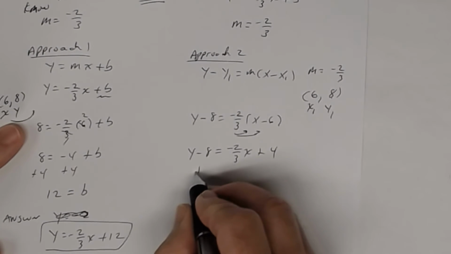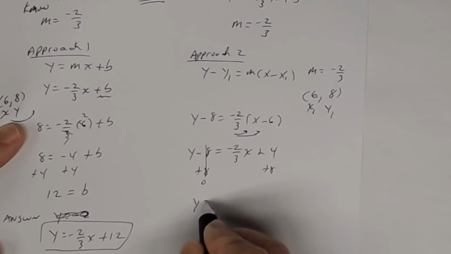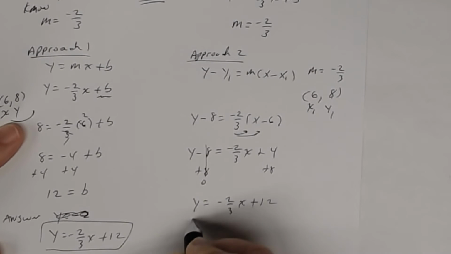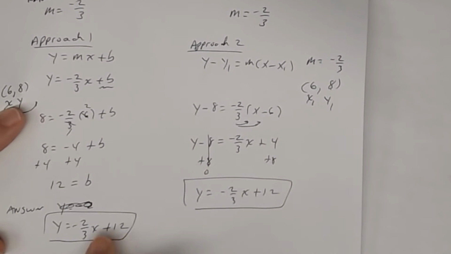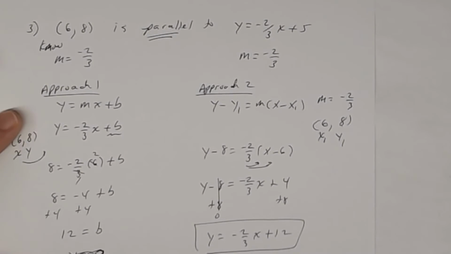And then adding 8 to both sides, combining like terms, I get y equals negative 2/3 x. 4 and 8 is 12. And notice you get the same equation in slope-intercept form no matter which approach you took. All right, so that's number 3.